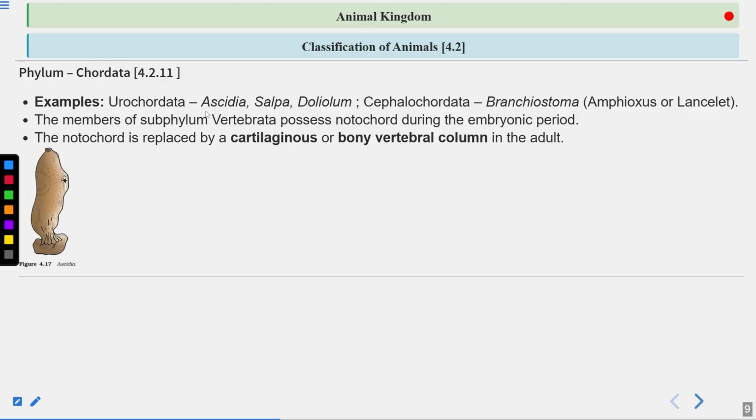This is very important to understand. You can see the Ascidia example, which is Urochordata. Urochordata and Cephalochordata are sometimes called Protochordata, but this Ascidia belongs to the Urochordata. When you take both together as Protochordata, then Ascidia comes under the Protochordata.